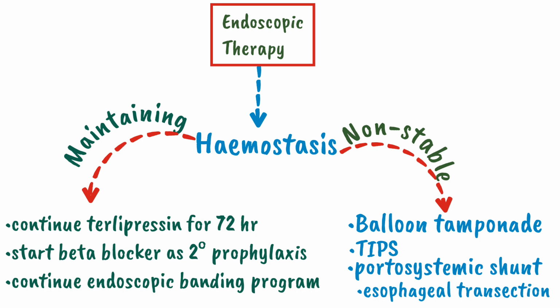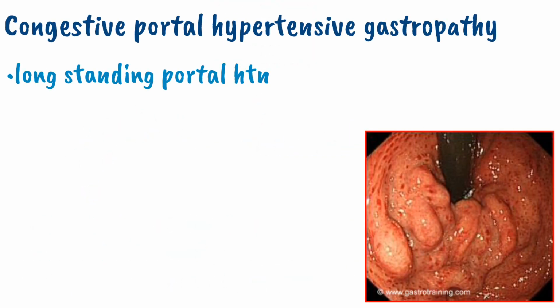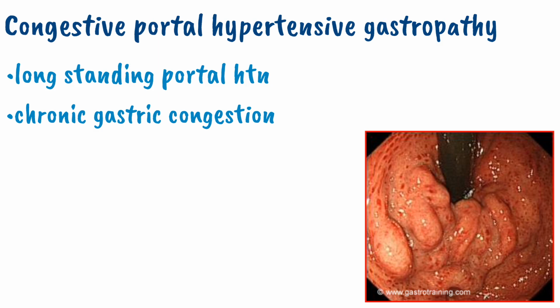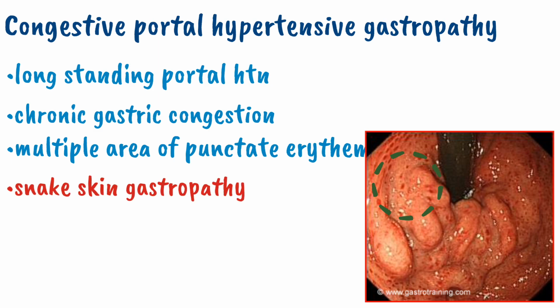Now at the end I will discuss a short topic, the congestive portal hypertensive gastropathy. Long-standing portal hypertension causes chronic gastric congestion. It is called congestive portal hypertensive gastropathy. On endoscopy it is represented as multiple areas of punctate erythema or the snake skin gastropathy. You guys can see the snake skin gastropathy in this image.